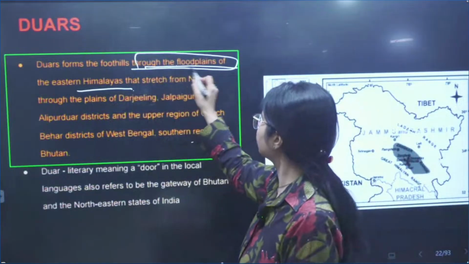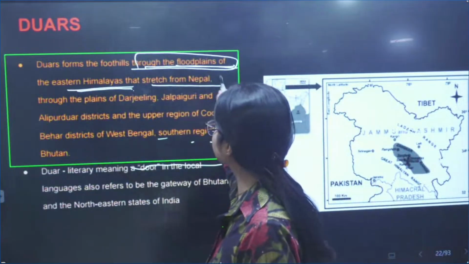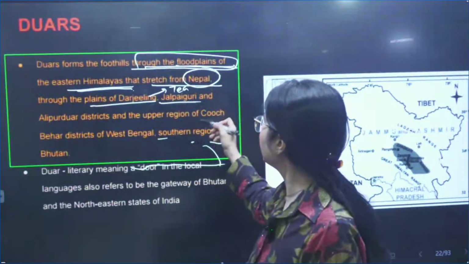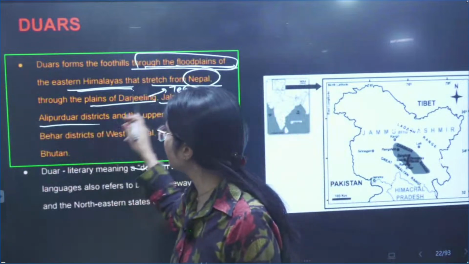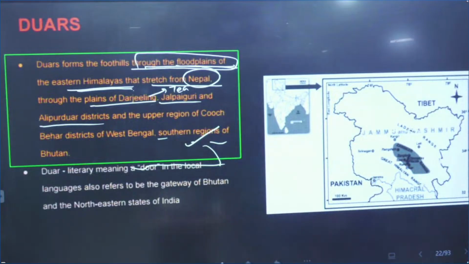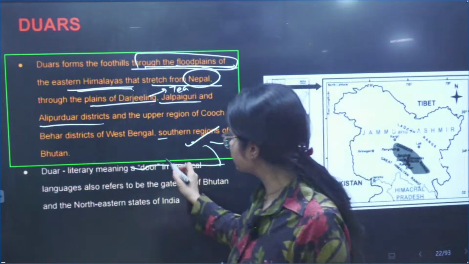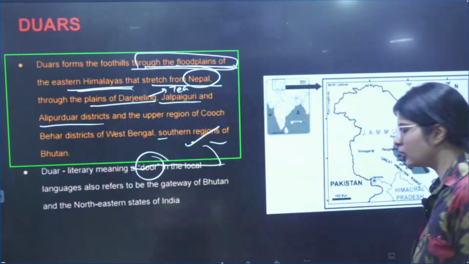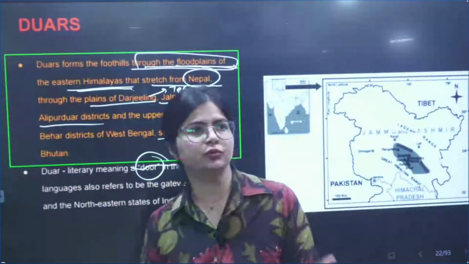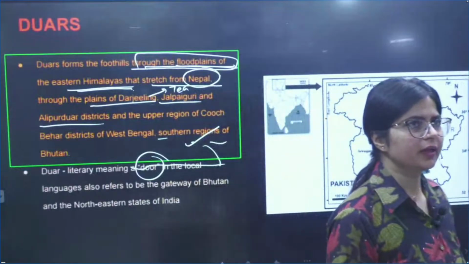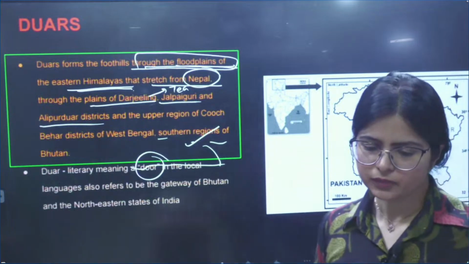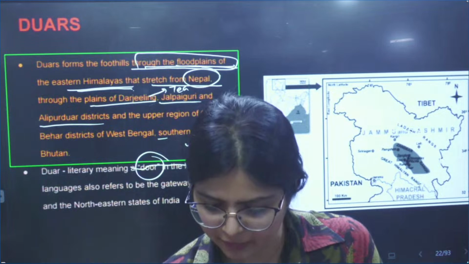Dwars form the foothills through the floodplains of the eastern Himalaya that stretch from Nepal through the plains of Darjeeling. It's very famous for tea cultivation, in Jalpaiguri and Alipurduar districts, etc. These are basically areas covering West Bengal and the regions of Bhutan. The literal meaning of dwar is door. Okay, so they are almost the same. Dwar you call it in the eastern side of India, and you call them duns in Uttarakhand. They are found between your lesser Himalayas and your outer Himalayas. Okay.